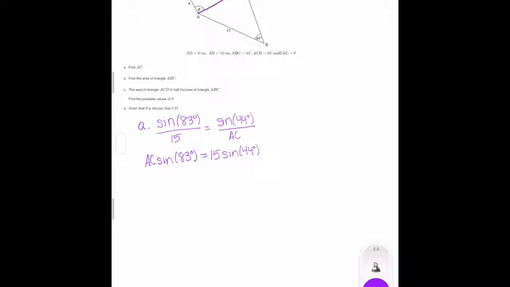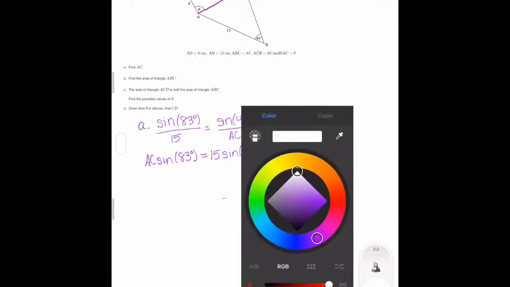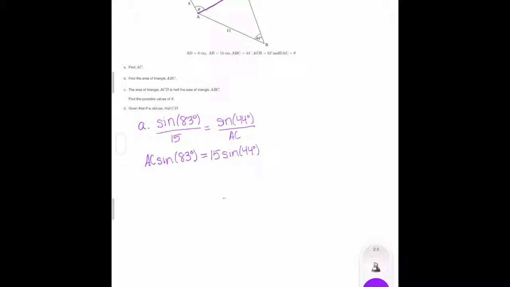And then you just divide both sides by the sine of 83 degrees in order to get AC by itself. And you put the whole thing in your calculator. And when you round to 3 significant figures, you will get 10.5 centimeters.